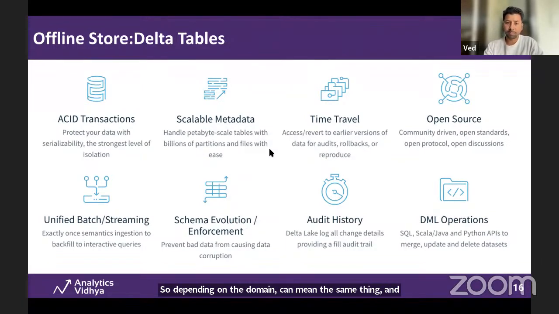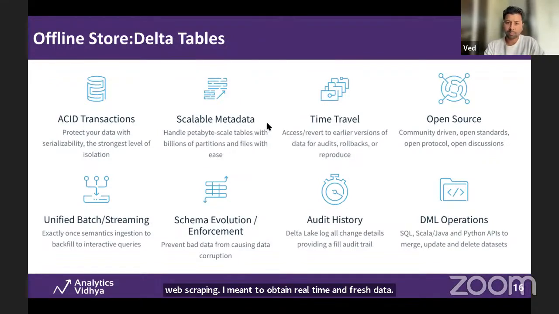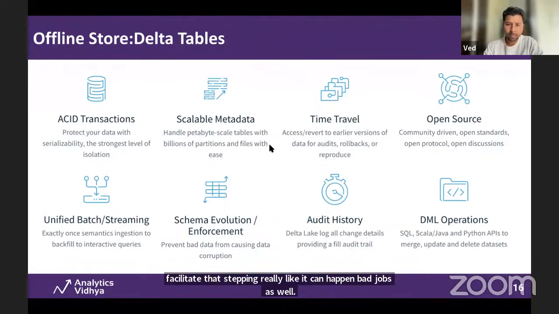For web scraping, I meant to obtain real-time and fresh data. So for web scraping, if I understood your problem correctly, you can get the fresh data from the web and you don't need machine learning for it. So maybe you might want to work on how you can facilitate web scraping. It can happen as batch jobs as well. You don't necessarily need to do real time.